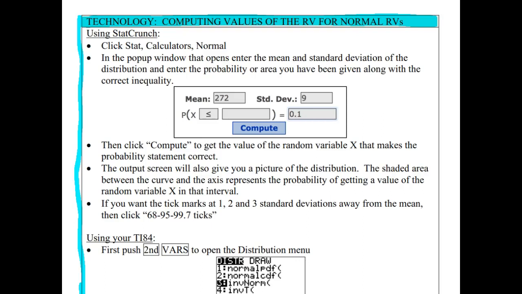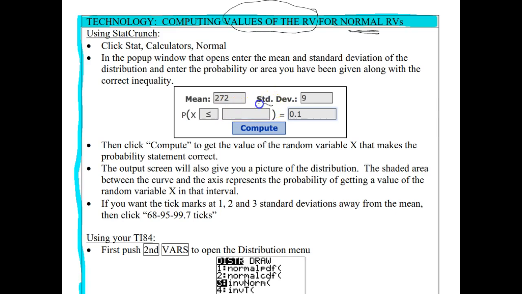The second technology box we have deals with how we compute values of the random variable when we have a random variable with a normal distribution. And as we look at some problems, we're going to see the difference between these two. So in StatCrunch, we would use the same calculator as we just did when we were computing probabilities. It's just we would leave a different area of that blank.